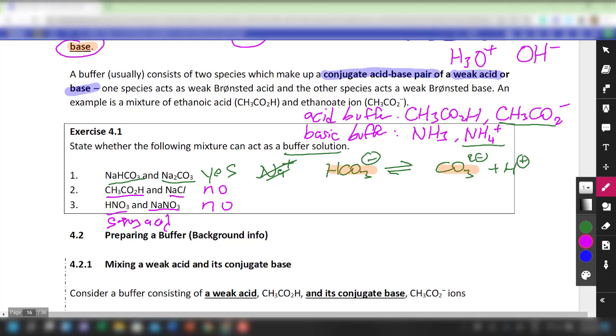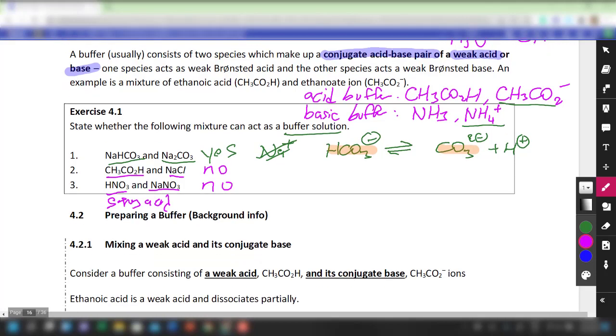So if you start off with a strong acid, then your corresponding conjugate base will be a very, very weak base. So in the case of nitric acid, the nitrate is a very, very weak conjugate base. So this combination will not result in a buffer solution. So that is something you need to pay attention to.